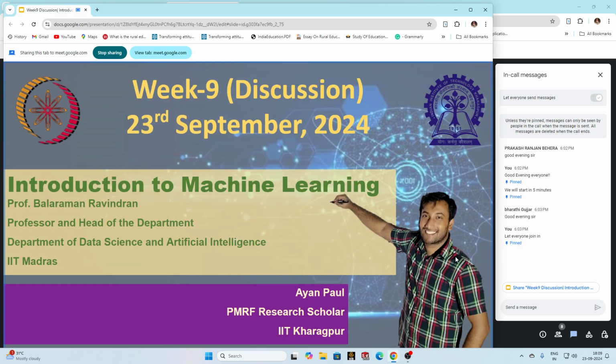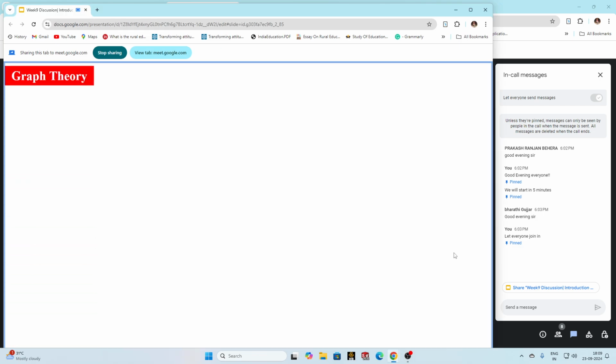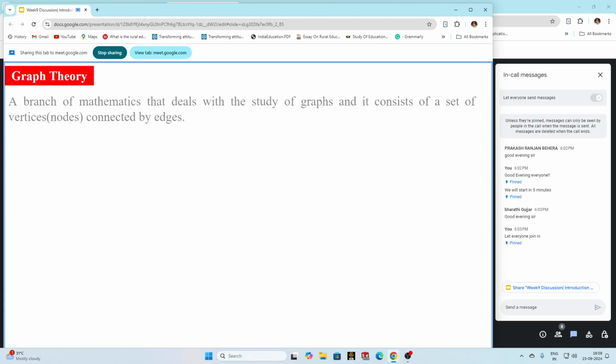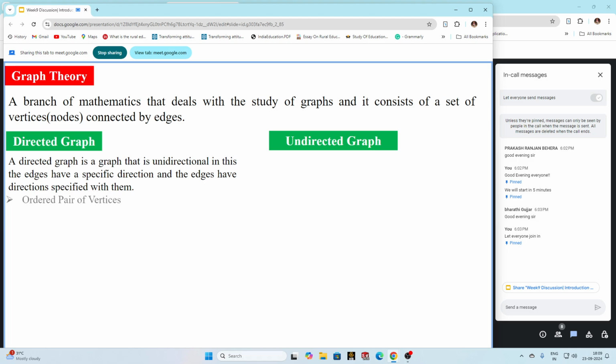So last week we discussed Bayesian networks. A Bayesian network is a DAG. What is a DAG? A DAG is a directed acyclic graph. According to graph theory, besides directed graphs there is another category of graph known as undirected graph. So there are two categories: directed graphs and undirected graphs. We will see this in today's lecture.